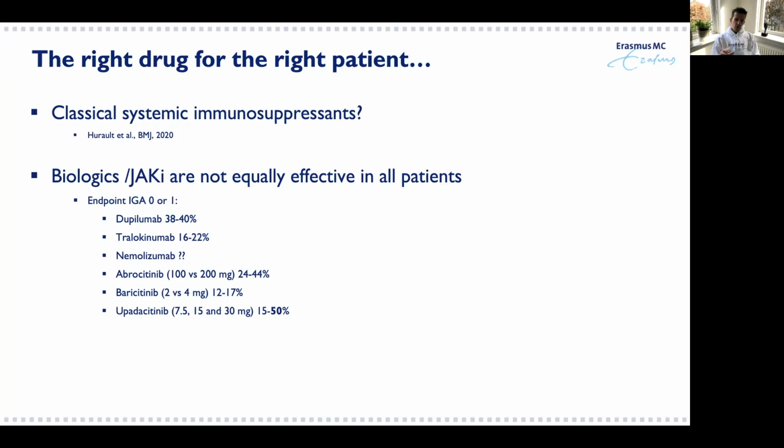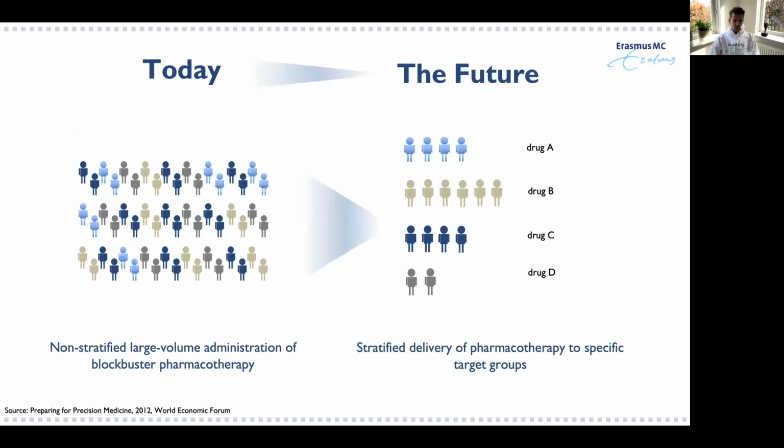So in the future, we do want to select the right patient for the right drug and not start with A and then B and then C and see what happens. This is basically what we do today. There's a new drug available. We give it to all of our patients. We see what happens. And if it doesn't work, we select the next drug. That's basically what we still also do in psoriasis.